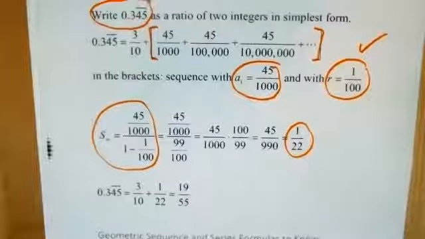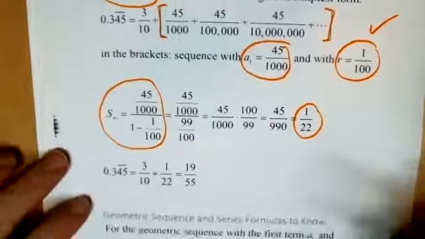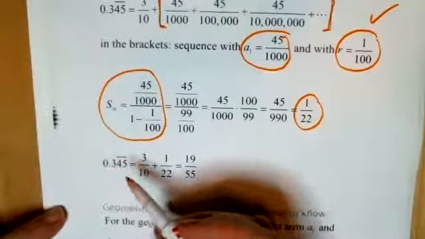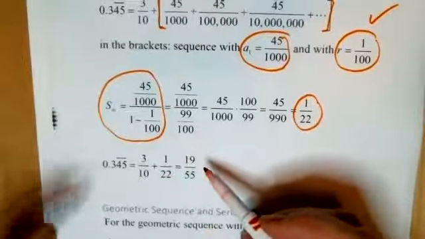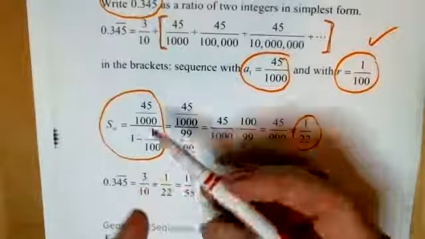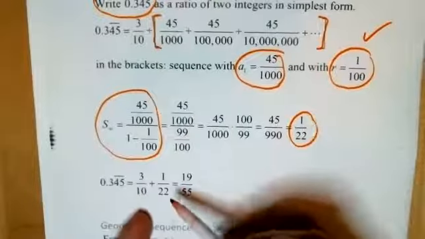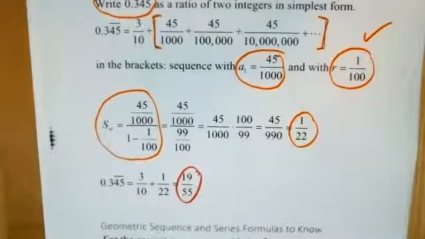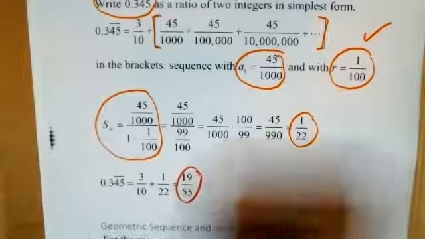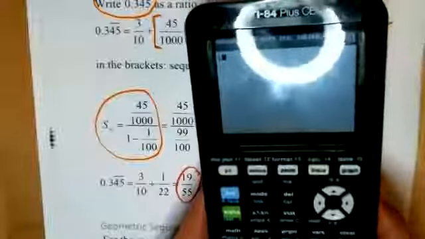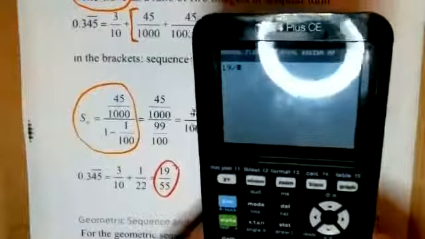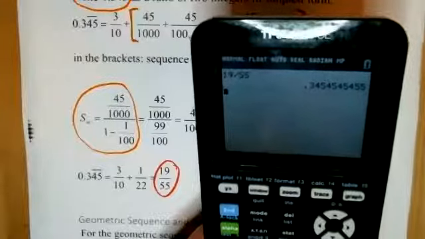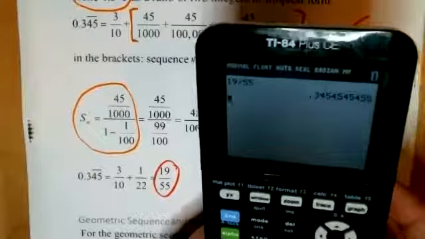So we go back and we say, for our decimal 0.345 with the repeating being the 4-5, we take the 3/10 and we add the 1 over 22. And this will sum to 19 over 55. So if we take 19 and divide by 55, there we go. And there's our repeating decimal, 0.3454545, and it goes on forever.